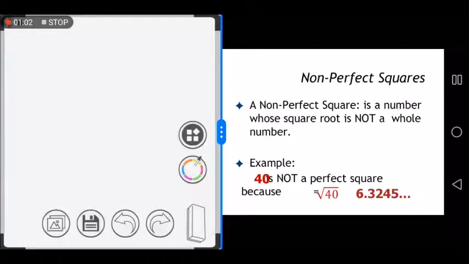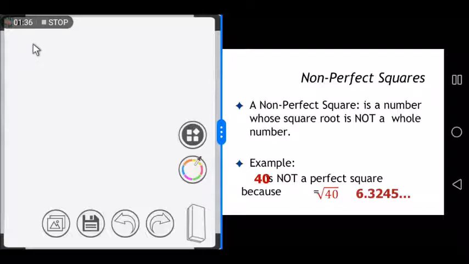So, meron din tayong tinatawag na non-perfect square numbers. So, pag sinabing non-perfect square, ito yung mga numbers na ang square root ay hindi whole number. So, para mas mabilis maintindihan kung ano yung non-perfect square numbers, syempre dapat sa ulo nyo na po or familiar na kayo kung ano yung perfect squares, 'di ba? So, ilista natin yung mga perfect squares muna at magbigay tayo ng example.